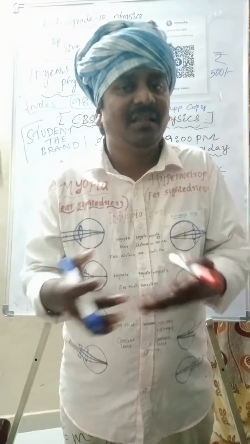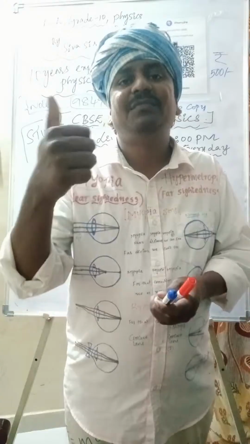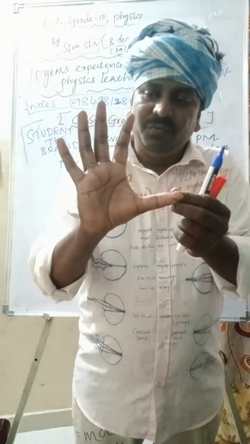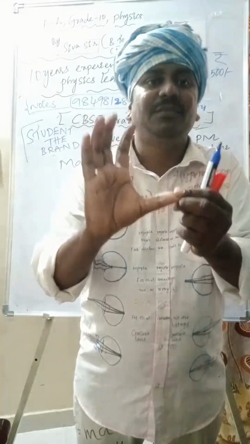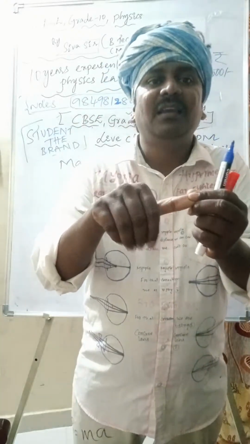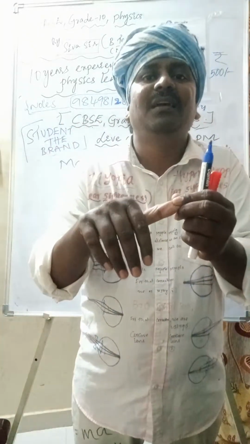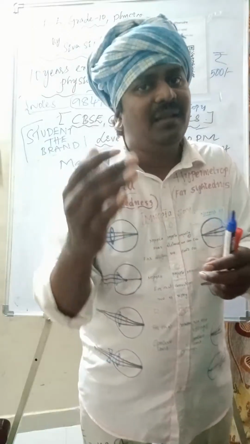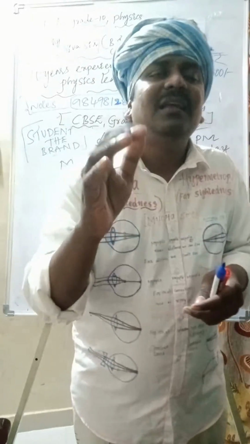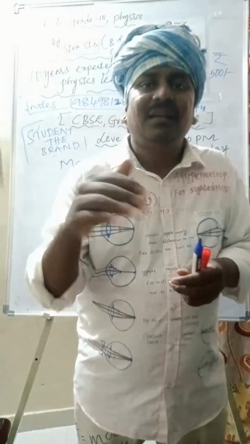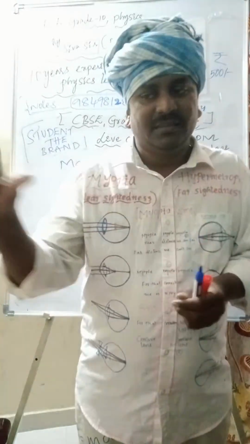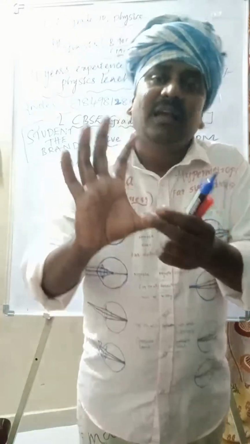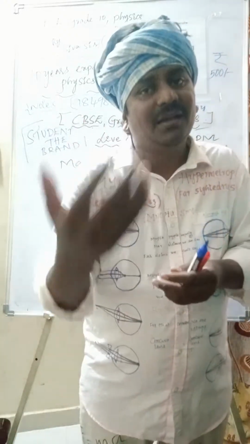What is it telling? If you hold your thumb along the conductor, along the current direction, and curl the fingers, the magnetic field will be along the curling fingers, in the direction of the curly fingers. This is the thumb along the conductor, and the curly fingers show the magnetic field.